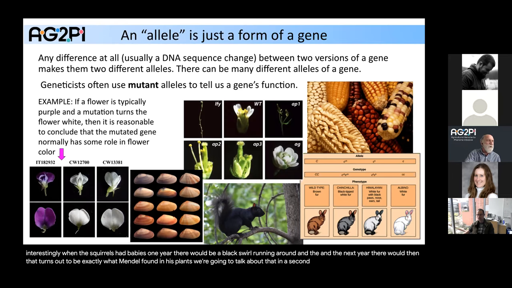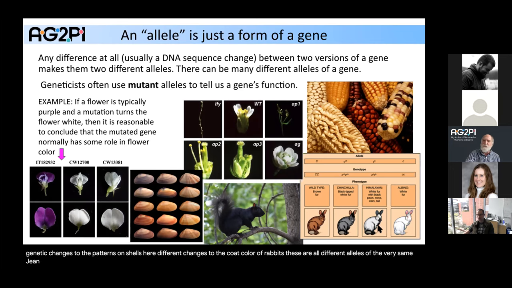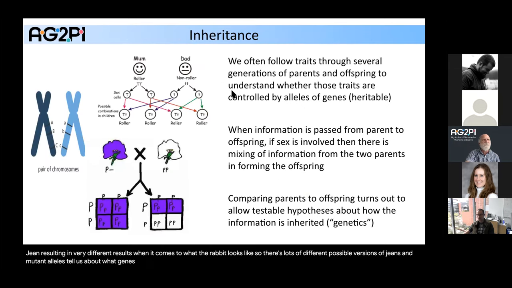But you can see lots of different genetic changes to the patterns on shells here, different changes to the coat color of rabbits. These are all different alleles of the very same gene resulting in very different results when it comes to what the rabbit looks like. So there's lots of different possible versions of genes, and mutant alleles tell us about what genes' functions are.